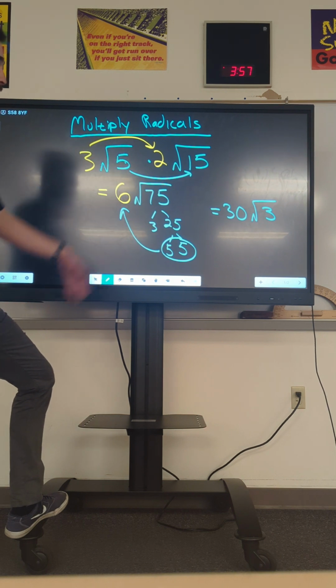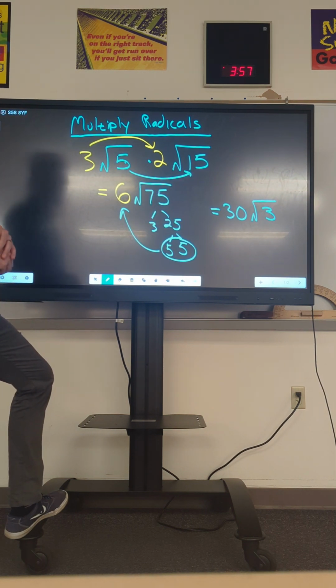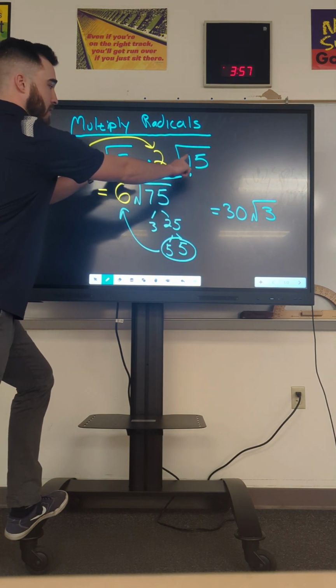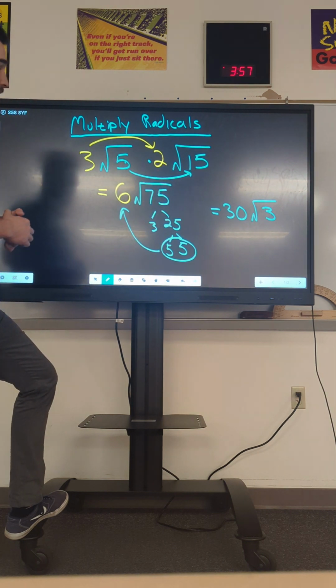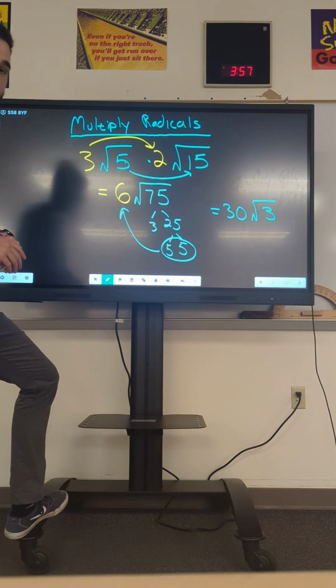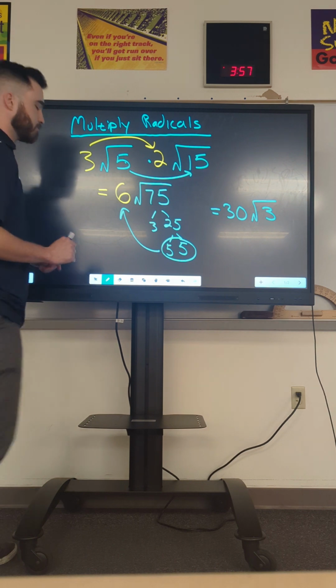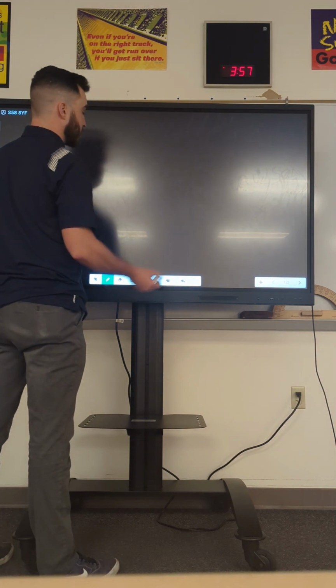Okay, so you'll have some problems like that. If you need to go back and watch this video again, feel free. But that's what some of your problems will look like. So you multiply the outsides together, and then the insides, the radicals themselves, and then just simplify like we've been practicing.